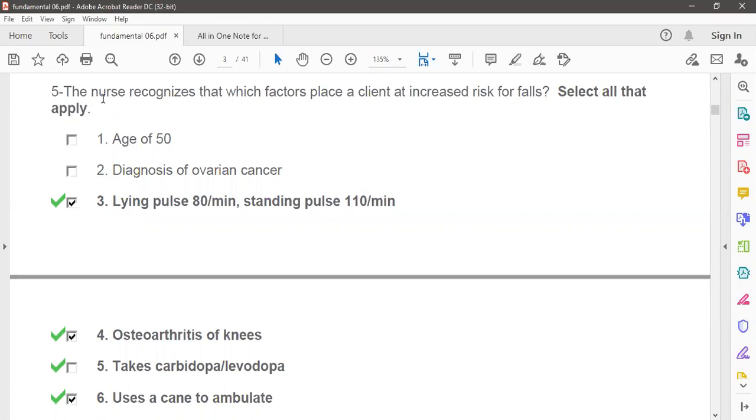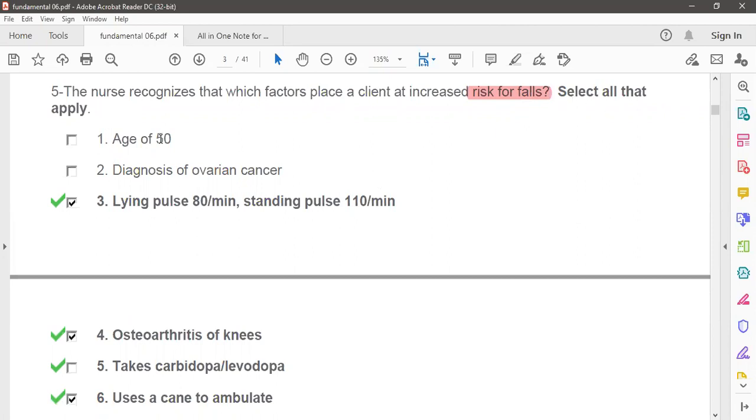Question here: the nurse recognized that which factors place a client at increased risk of fall, right? If you find out the factors for fall, you can prevent the fall, because 95% of injuries occur because of falling. So prevention of falling is important. They said, out of the 6, which ones indicate the risk of fall? Select all.